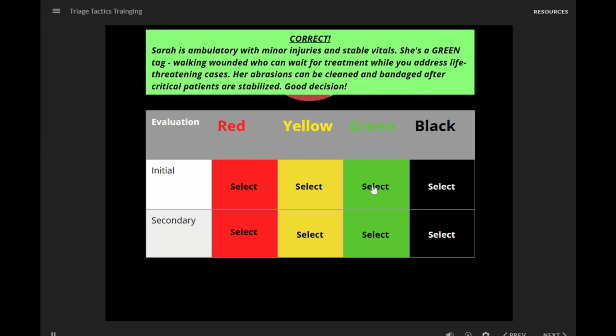Correct. Sarah is ambulatory with minor injuries and stable vitals. She's a green tag. Walking wounded who can wait for treatment while you address life-threatening cases. Her abrasions can be cleaned and bandaged after critical patients are stabilized. Good decision. Click Next to continue.